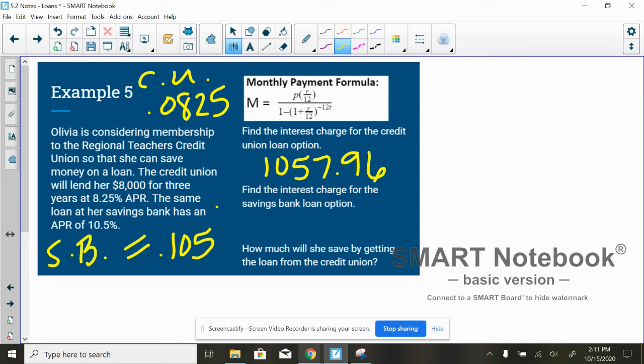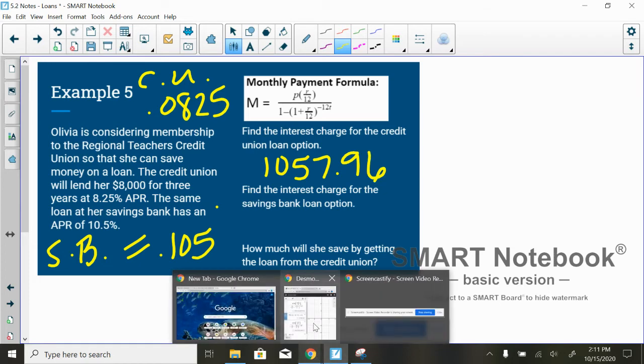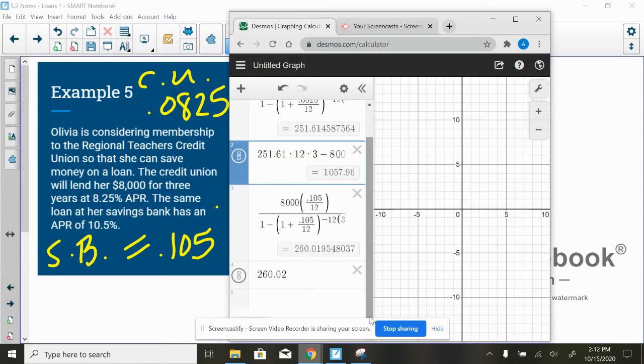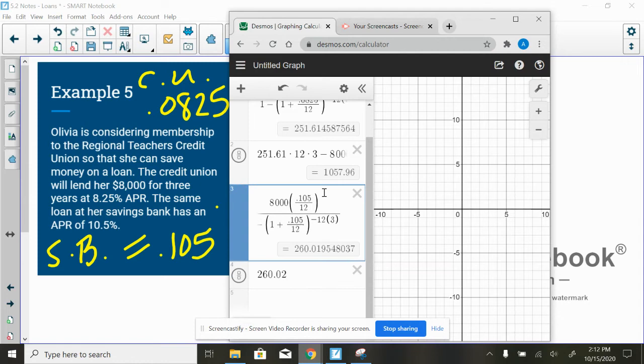Okay. Now, I already retyped this in. You guys can also do the same. We've done it a couple of times now. So there's my rate, 0.105. Correct, the $8,000 principal and the time value of 3 years.